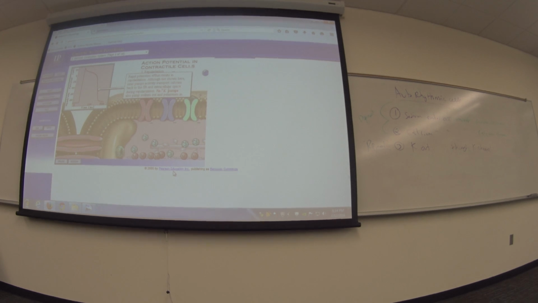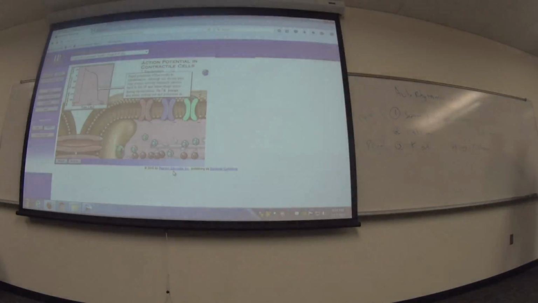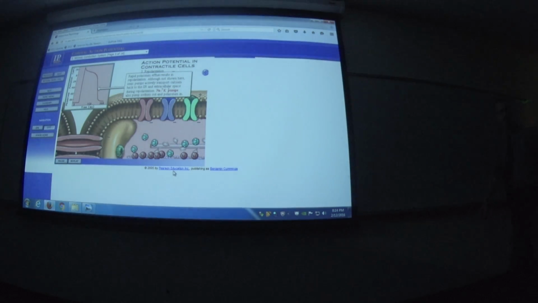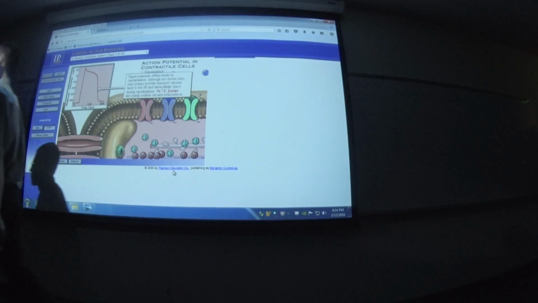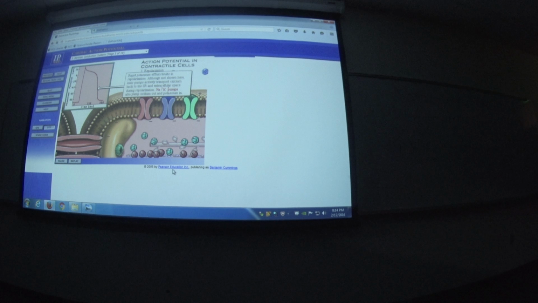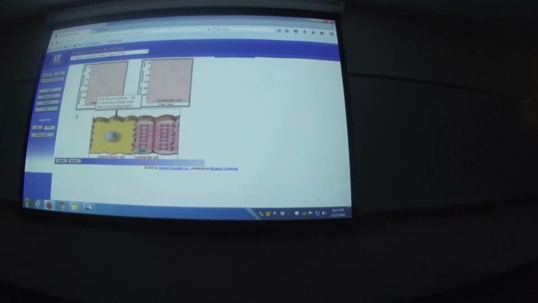So different modality. Yes? What's the purpose of the plateau? Glad you asked. I was just getting to that one. To understand the plateau, let's look at the next animation. That's actually a very good question. I was waiting for it. Now we're going to hook together. So here's autorhythmic cell on the left, contractile cell on the right. Your graphs up above.